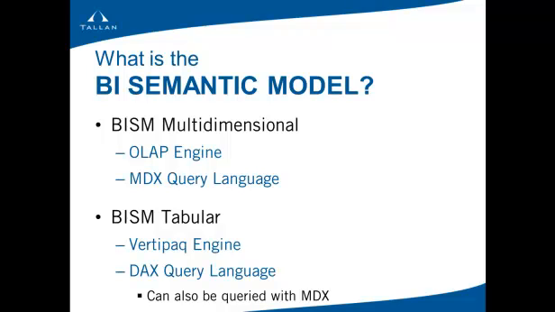On the tabular side, the engine is a little bit different. It's called VertiPaq. It's a columnar store. It's in memory. It compresses really well, and because it is in memory, it can calculate things very, very quickly. Now, as you saw, the query language changed a little bit. It was that sort of Excel formula-like DAX expression language.